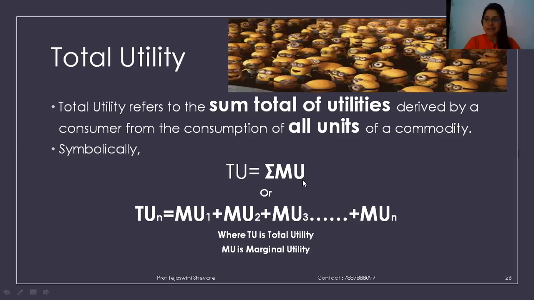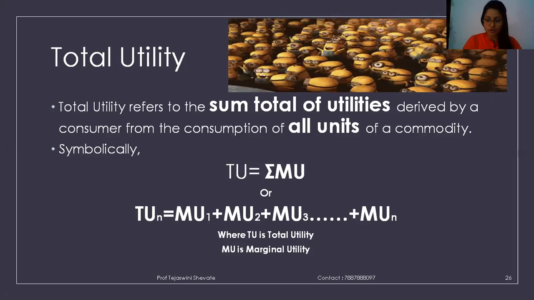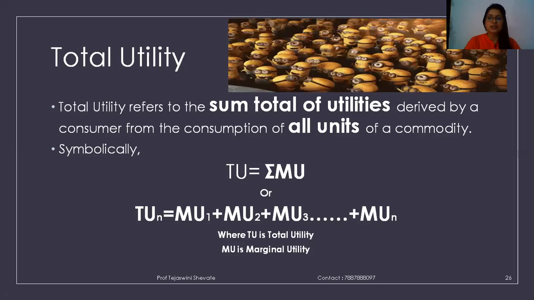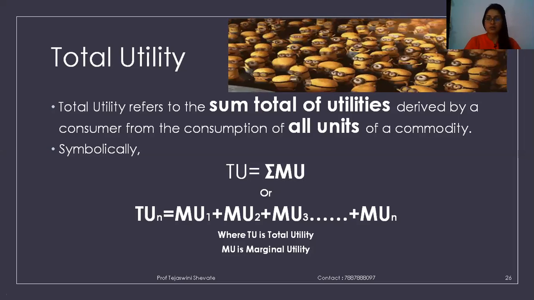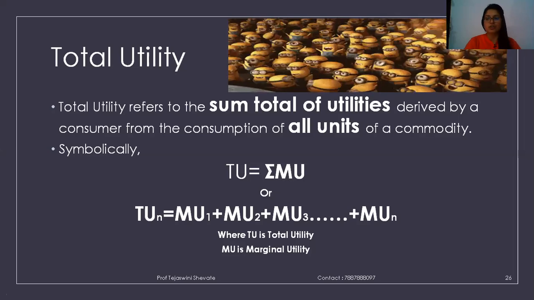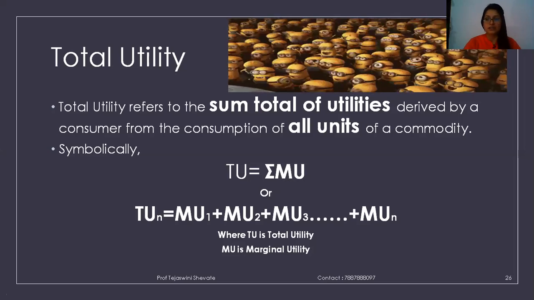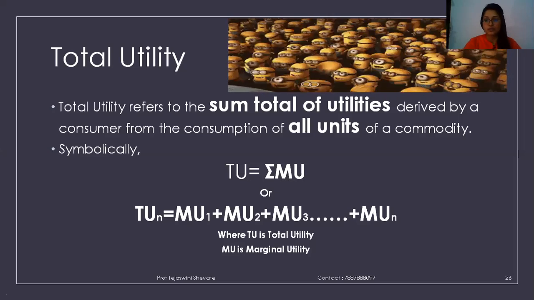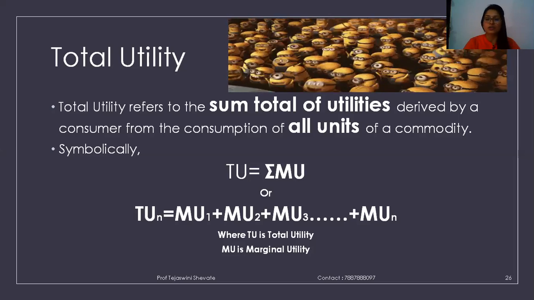Now, to understand this, we are going to see what marginal utility is. Marginal utility is the utility which is derived with an additional unit that you consume. When we explain what marginal utility is, you will be able to understand this in more detail. For now, you just need to understand that with every additional commodity that you consume, you get certain utility. When you add all the utilities of every additional unit, you get total utility.